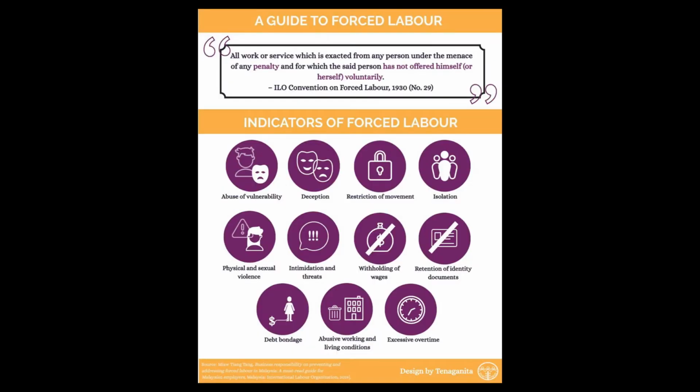The 11 ILO forced labor indicators are abuse of vulnerability, deception, restriction of movement, isolation, physical and sexual violence, intimidation and threats, retention of identity documents, withholding of wages, debt bondage, abusive working and living conditions, and excessive overtime.